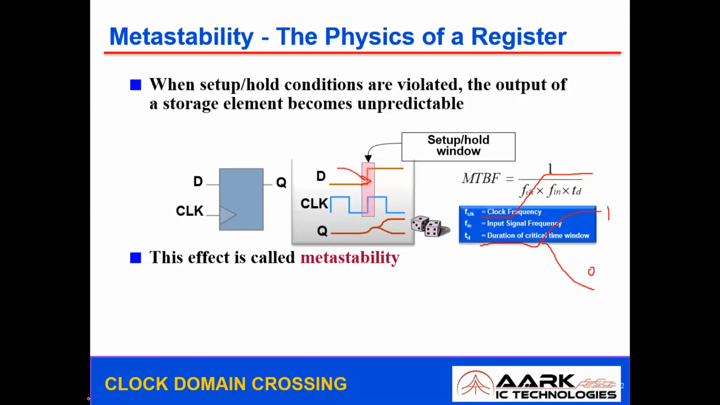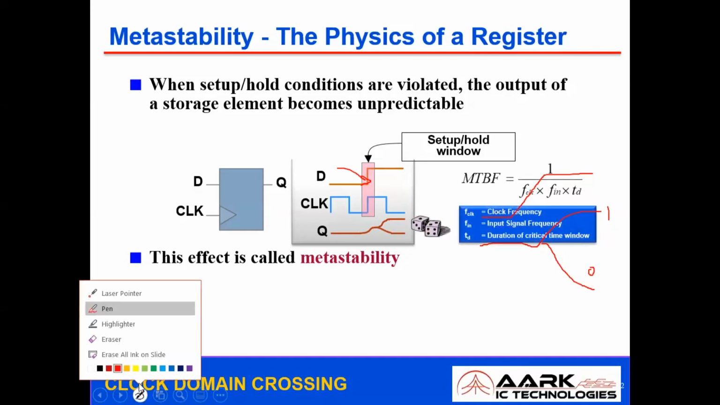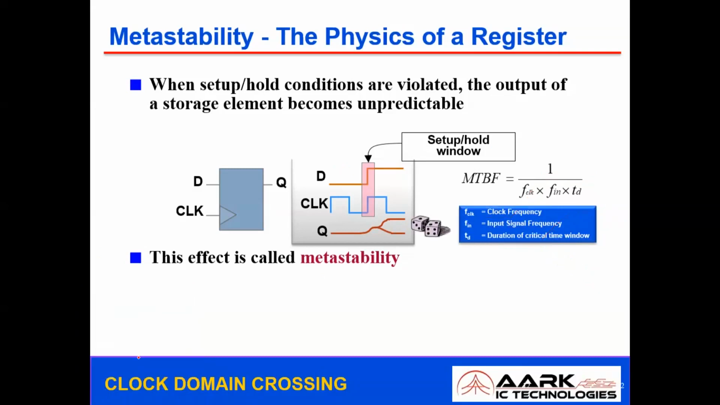So how do we avoid this, and what is the frequency of this metastable state? The frequency of the metastable state can be figured out through the mean time between failures. It tells you the frequency of the failures because of this phenomenon, and it is defined as 1 over f_clock times f_in. f_clock is your clock frequency, f_in is your data signal frequency, and then the duration of the critical time window.